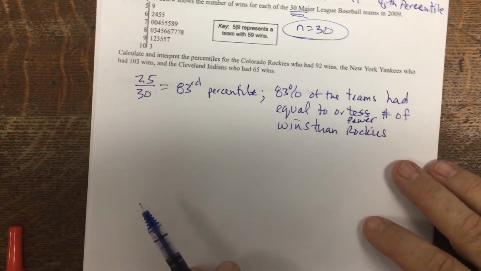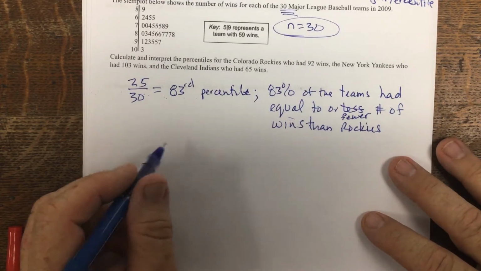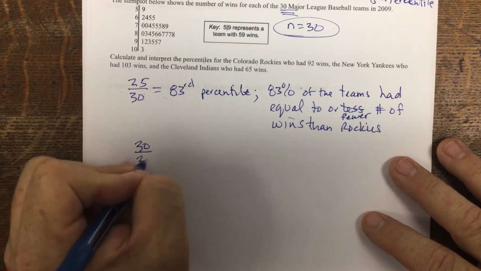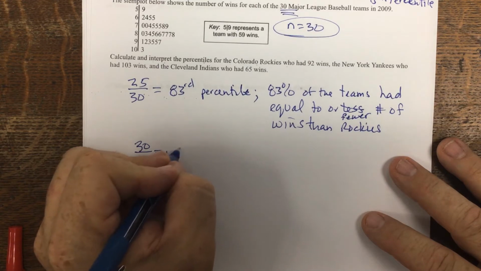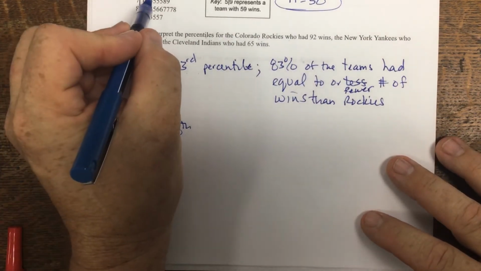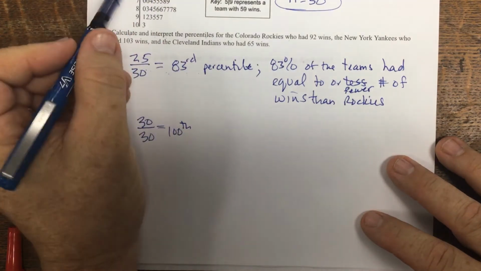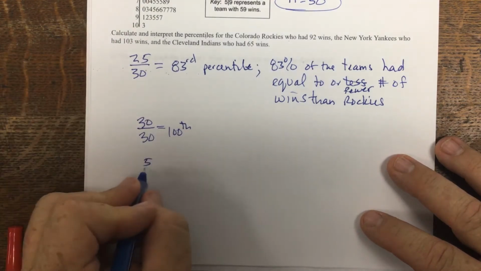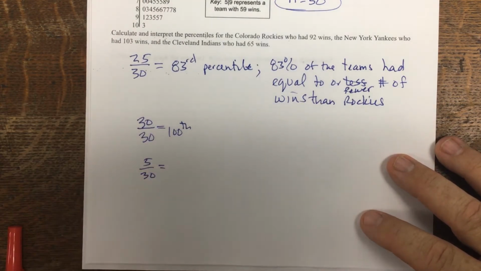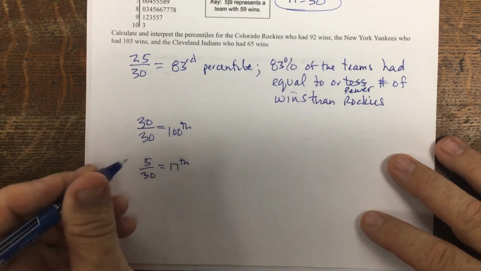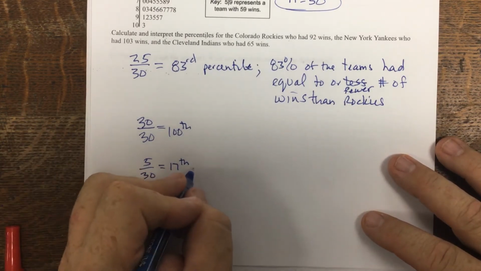If we slide up a little bit here, you can look at the other ones. We have 30 out of 30, so we have the 100th percentile. And the last one's a little tricky because there's two of them here. So if we go 1, 2, 3, 4, 5 teams, we're going to go 5 out of 30. That's 5 divided by 30, and we get about the 17th percentile, or the 16th percentile.